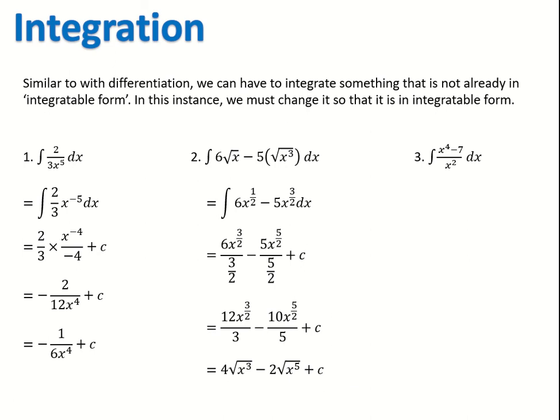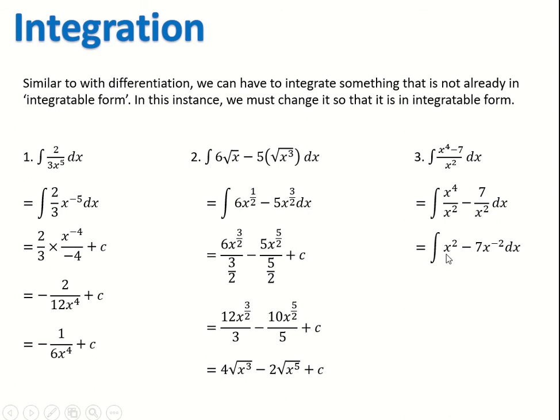Okay, so the final example there is very similar to when we had differentiation. When it's like this and we've got the x squared on the bottom, we want to separate it into two fractions and then integrate from there. So this becomes the integral of x to the power 4 over x squared minus 7 over x squared. So again, just remember this is the opposite of when we're adding and subtracting fractions, and we're doing it with respect to x. Simplify them first.